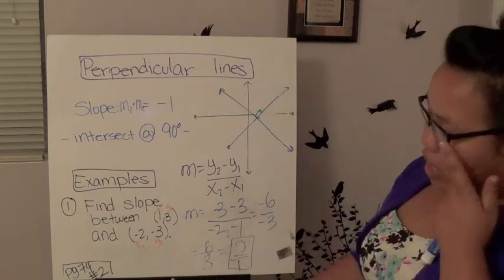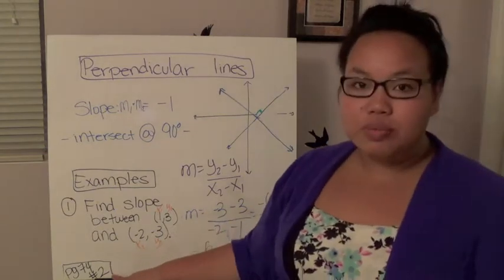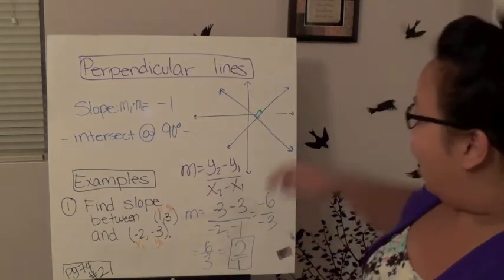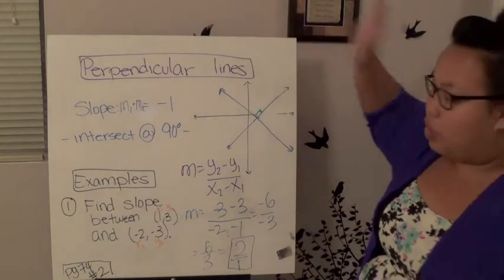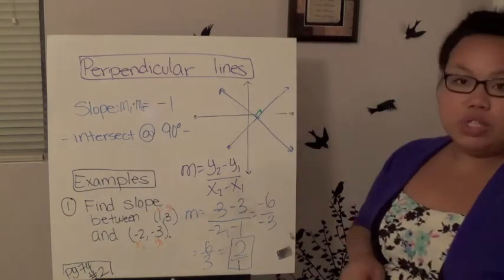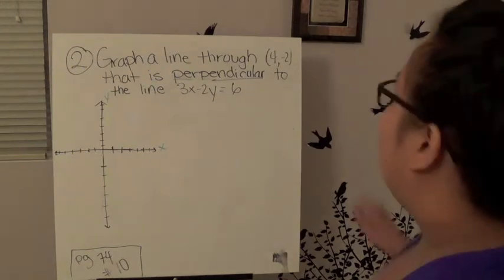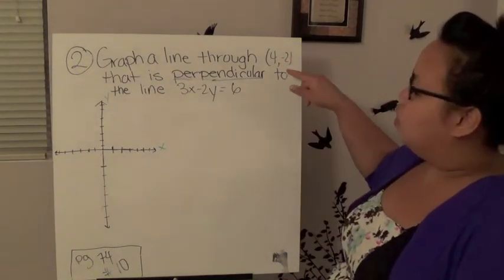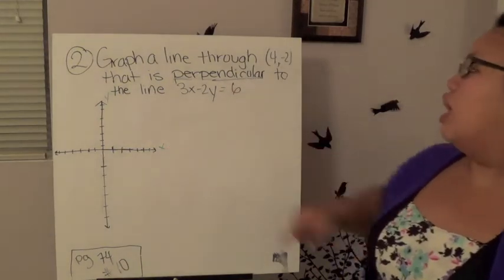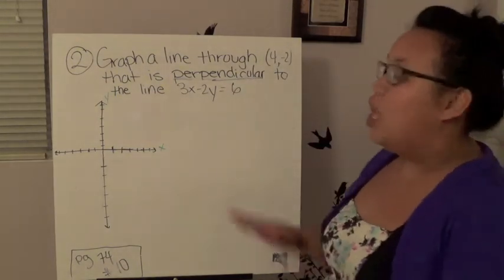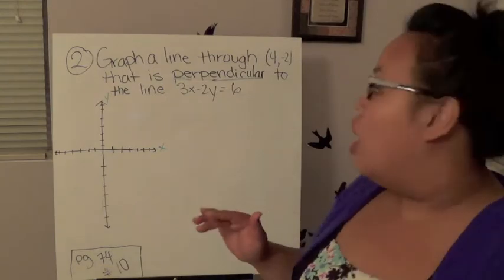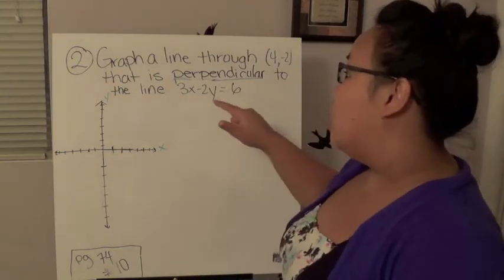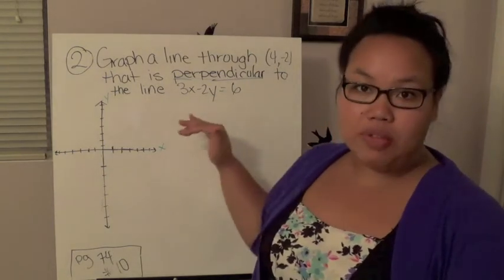So on your own, go ahead and try page 74, number 2. That's going to be your first problem on slopes. And we have one more problem after this. Don't forget to pause and write down what we just did. In this problem, we're going to graph the line through 4, negative 2 that is perpendicular to the line 3x minus 2y. Now this has some different parts that we have to solve, because in this case, we need to first find the slope of this line.